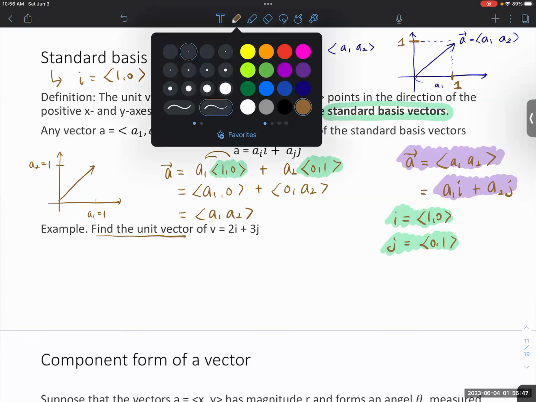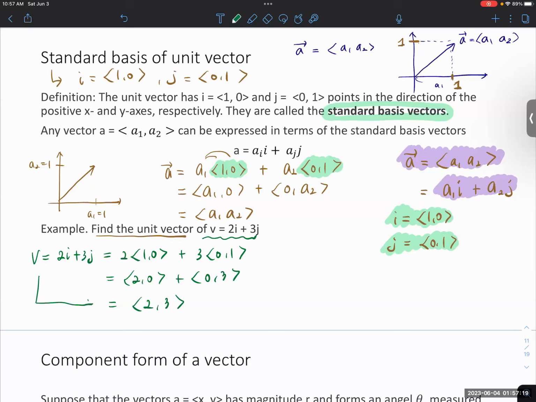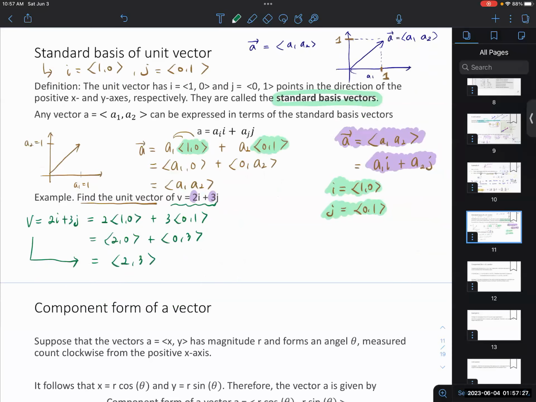So now this is the question exactly. Find the unit vector, right? And this is the vector V. What does it mean? Vector 2i plus 3j means 2 times (1, 0) plus 3 times (0, 1), because (1, 0) and (0, 1) are standard basis vectors. So (2, 0) plus (0, 3). So the V vector is exactly (2, 3). If you're just reading the coefficients, that's going to be your vector. Now we are looking for the unit vector. So I'm going to make some space.